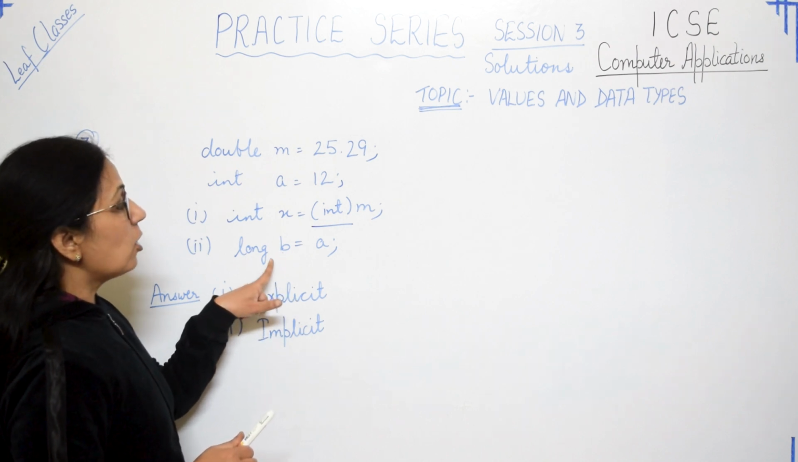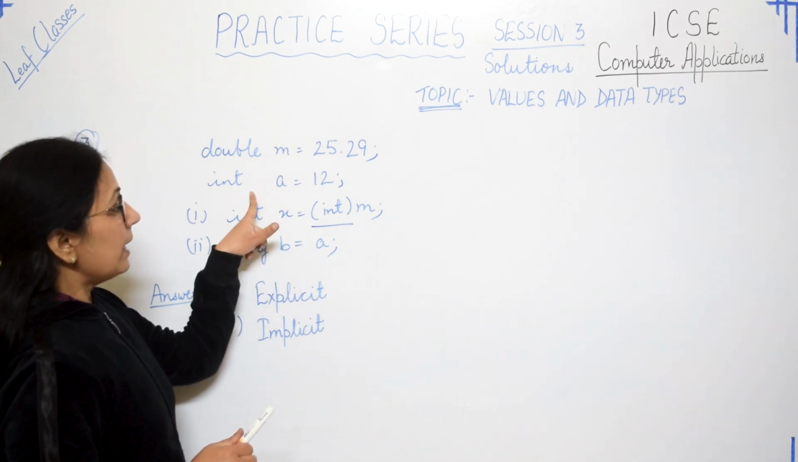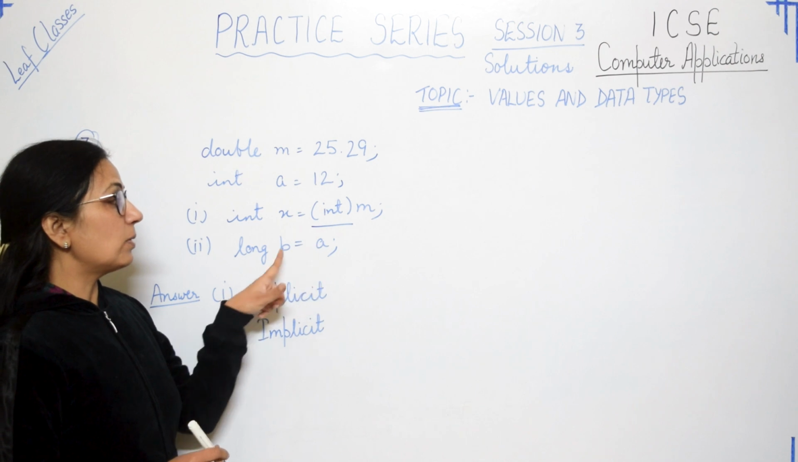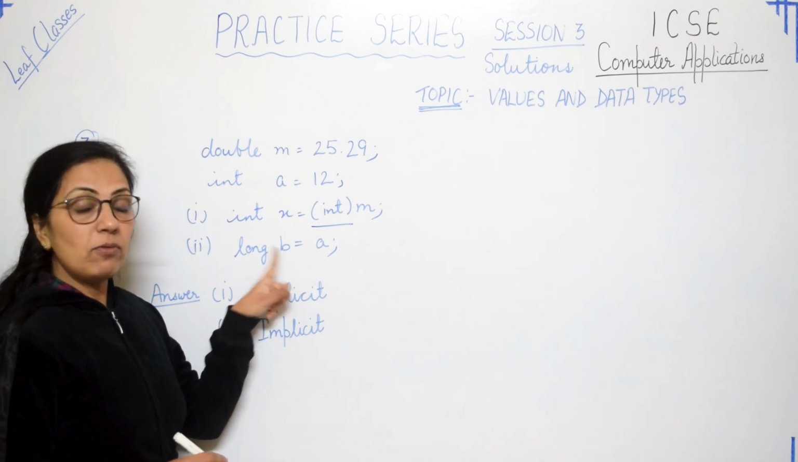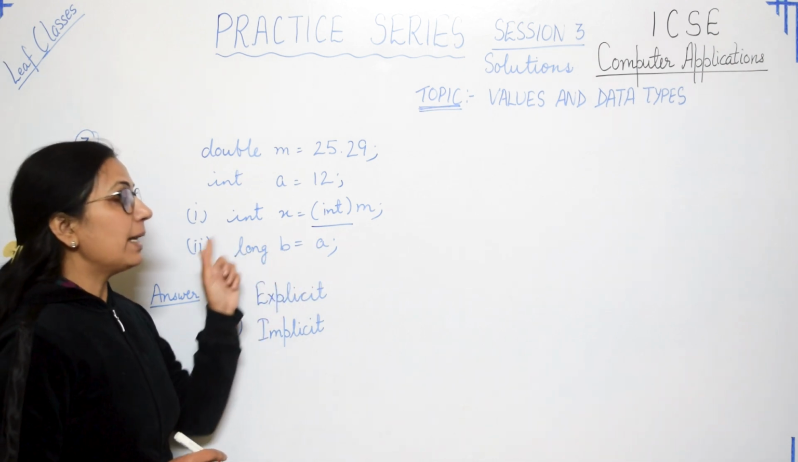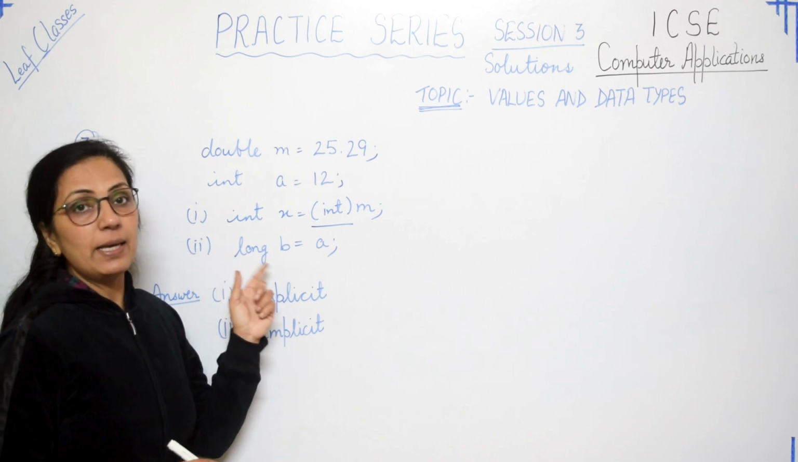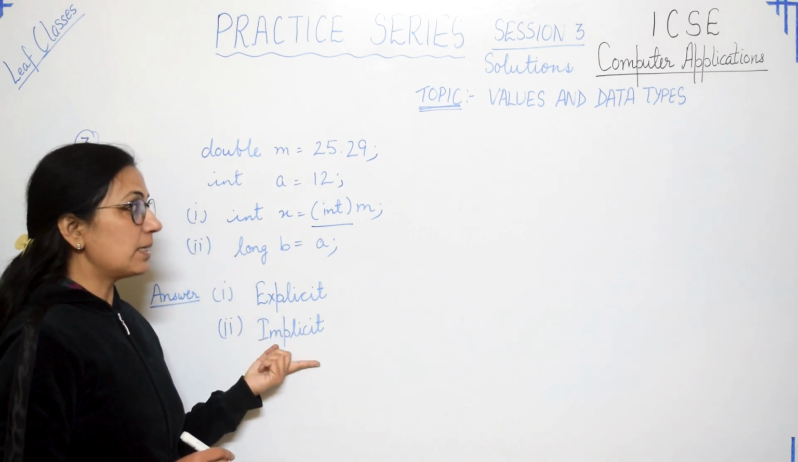and in second, long B equals to A. A is int and we want to store that int value into B, which is long type. So automatically this conversion is taking place, so that is known as implicit conversion.